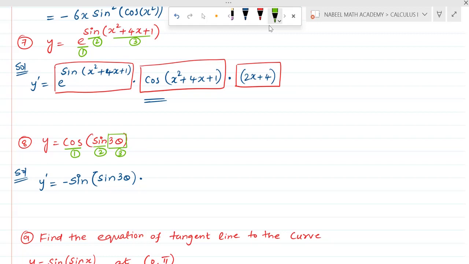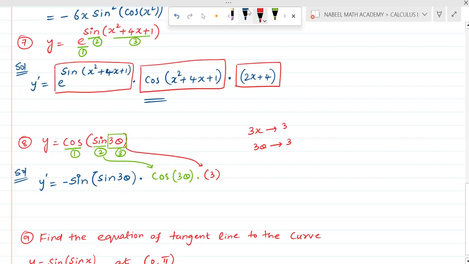Number two. What is number two? The sine differentiation is cosine 3 theta. So this is also done. Now the last part is when you differentiate 3 theta. 3 theta is like 3x, and when you differentiate 3x, it becomes 3. Here the variable is theta, therefore you will get 3. Now if you see this one, you will get the three functions. This is number 1, this is 2, and this is 3. So this is the chain rule.